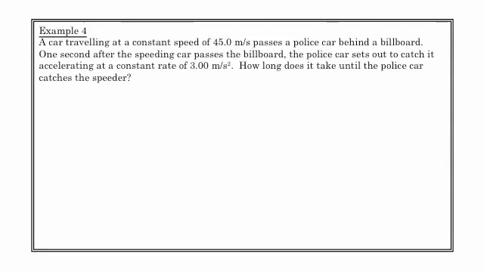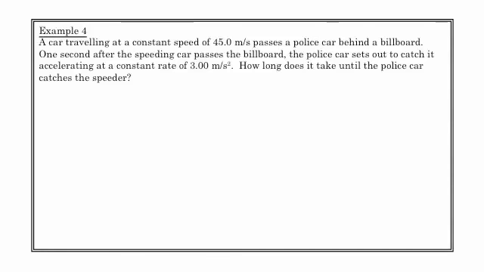A car traveling at a constant speed of 45 meters per second passes a police car behind a billboard. 1 second after the speeding car passes the billboard, the police car sets out to catch it, accelerating at a constant rate of 3.00 meters per second squared. How long does it take until the police car catches the speeder?